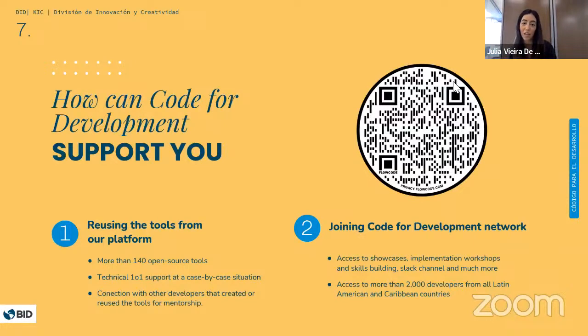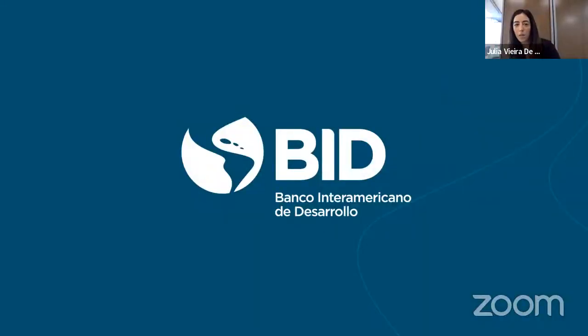And the second way that we can support is that, last thing I'm going to say here, we have a network of developers and public managers that are interested in using open source tools. It's called Code for Dev. We have more than 2,000 developers in Latin America and the Caribbean. And we organize showcases, we organize implementation workshops, we have Slack channels with all the developers. We focus on skills building. So if you're interested, you can just scan the QR code, and it will take you to our platform and to the specific page where you can register to the network. So that's all I wanted to share with you, because I know we have little time. So I'm going to pass back to Melissa and wait for the discussion.